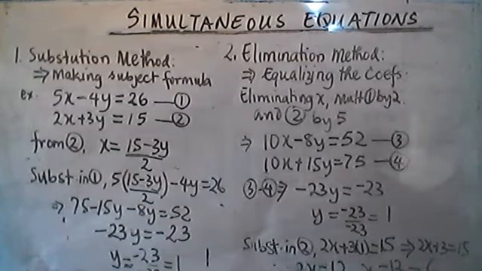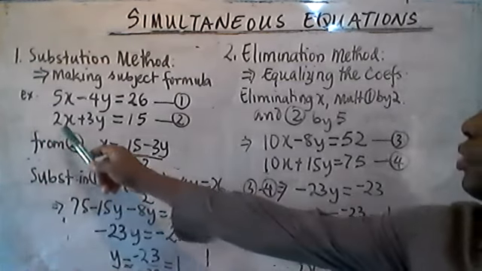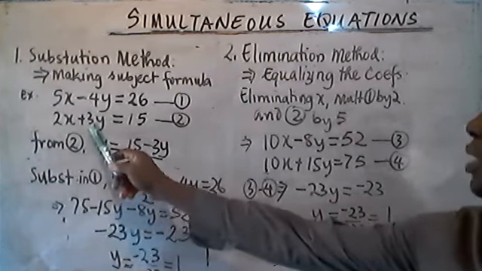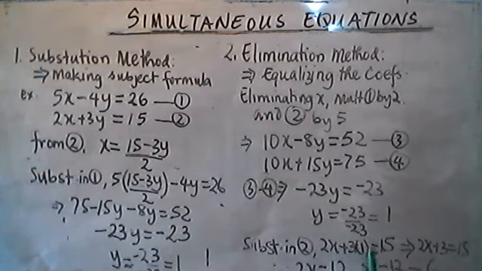We now have y is 1, so 2x plus 3 times 1 equals 15. That means 2x plus 3 times 1, which is 3, equals 15. Then we collect like terms. Plus 3 will go to the side of 15 and become minus 3. So 2x is equal to 15 minus 3, which is 2x equals 12. Then to get x, we divide both sides by 2. So x is equal to 12 divided by 2, and that gives us 6.